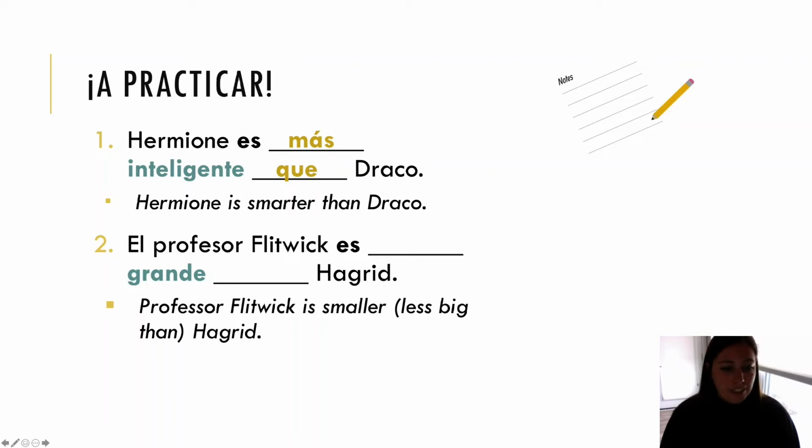Número dos, what we want to say is Professor Flitwick is smaller or less big than Hagrid. Entonces la respuesta es, el profesor Flitwick es menos grande que Hagrid.